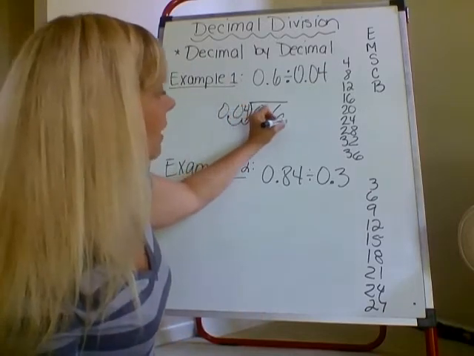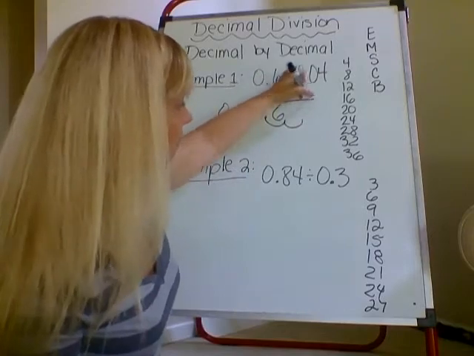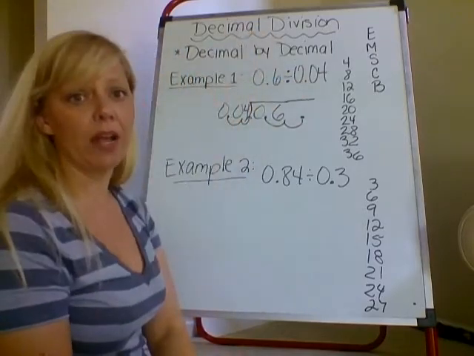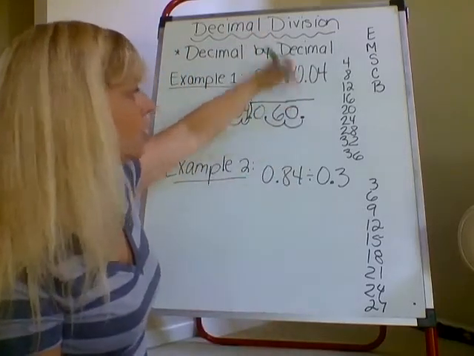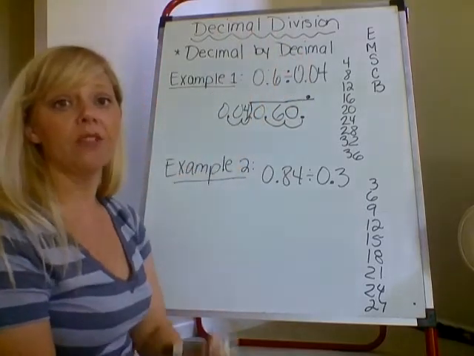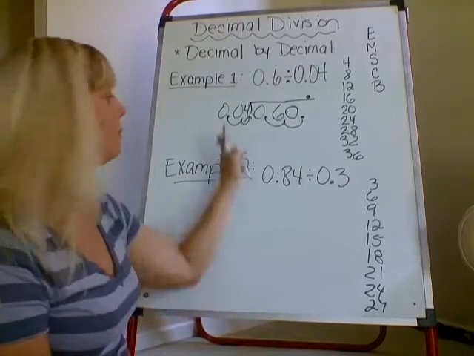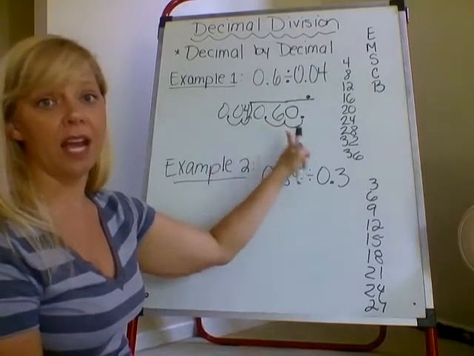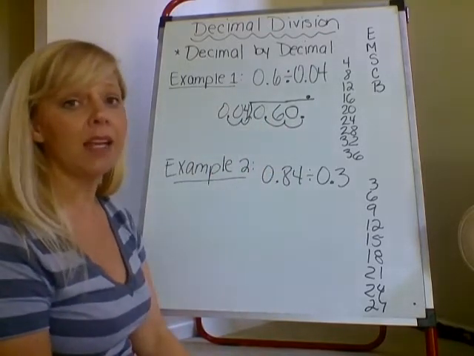So I move it over 1, 2 times. There's where my decimal point now lands. And I annex a 0 to get my 60 cents. And I place my decimal point up. All right, so now I know my decimal point is in the right spot. My decimal's moved over on the outside as well as on the inside.